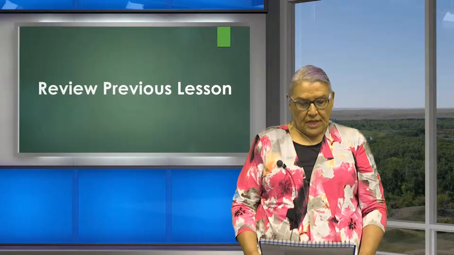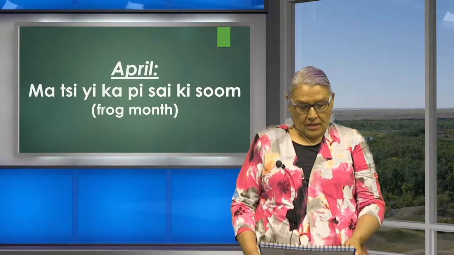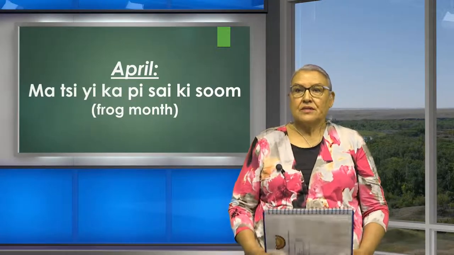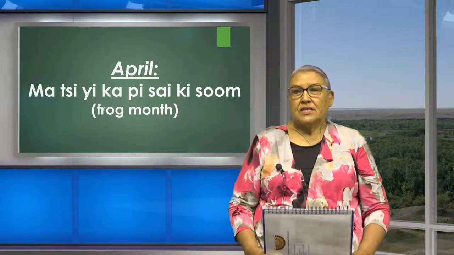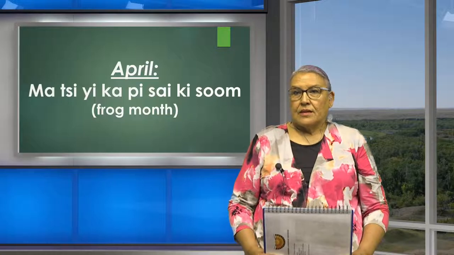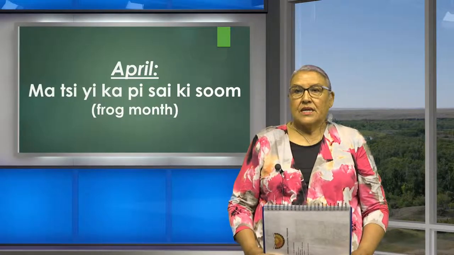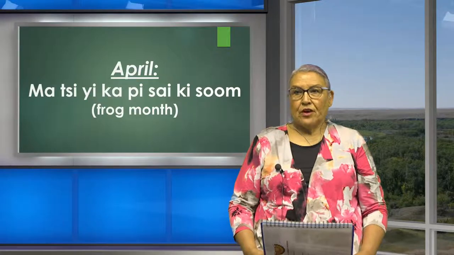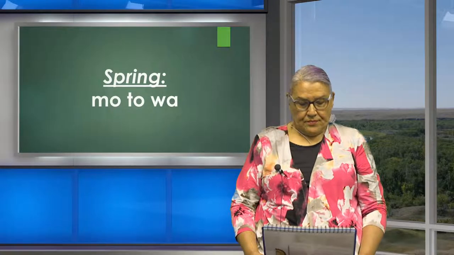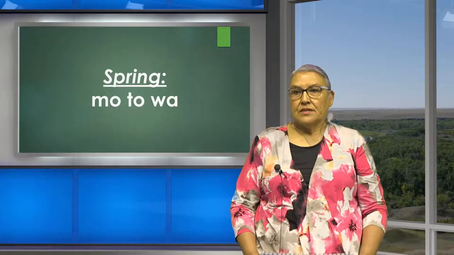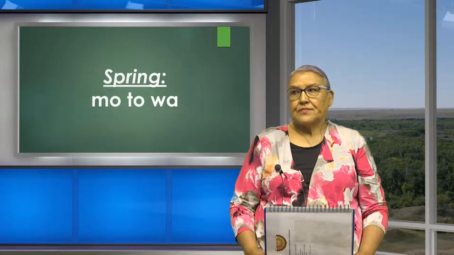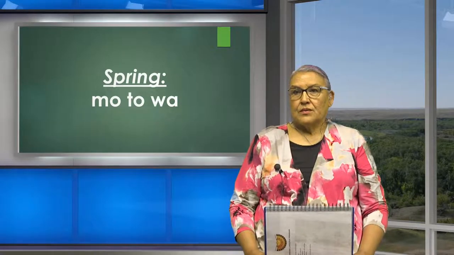So the May outline, sorry. Kind of mixed up here. Okay, April is Matsiika Biseikisum. And that just means frog month. Next one. And the season in April was spring, and you would say mu du.